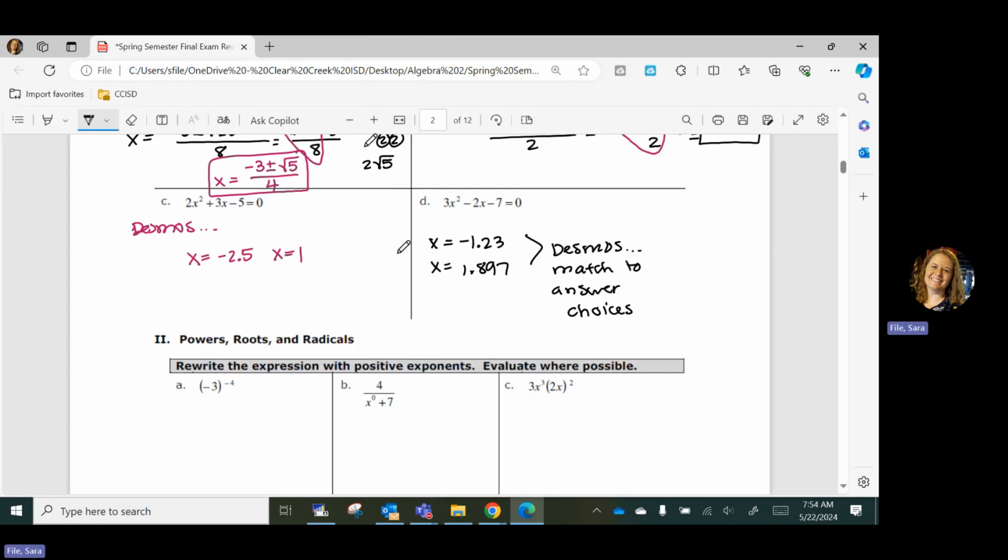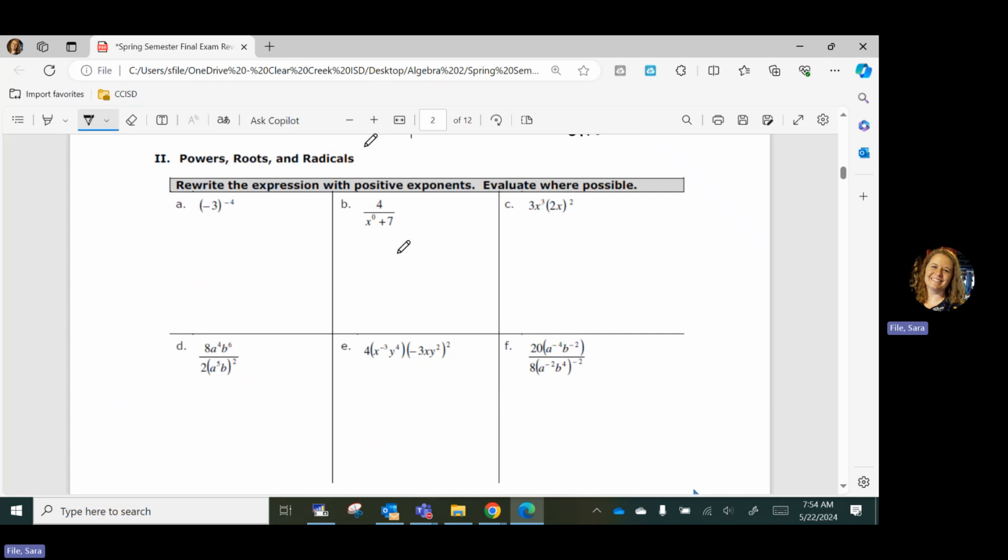All right, next up is rewriting powers, roots, and radicals. So we want to rewrite the expression with positive exponents and evaluate where possible, okay? So some of them have variables we won't be able to evaluate, but some of them are just numbers and we'll be able to evaluate. Okay, so we're just remembering exponent rules here.